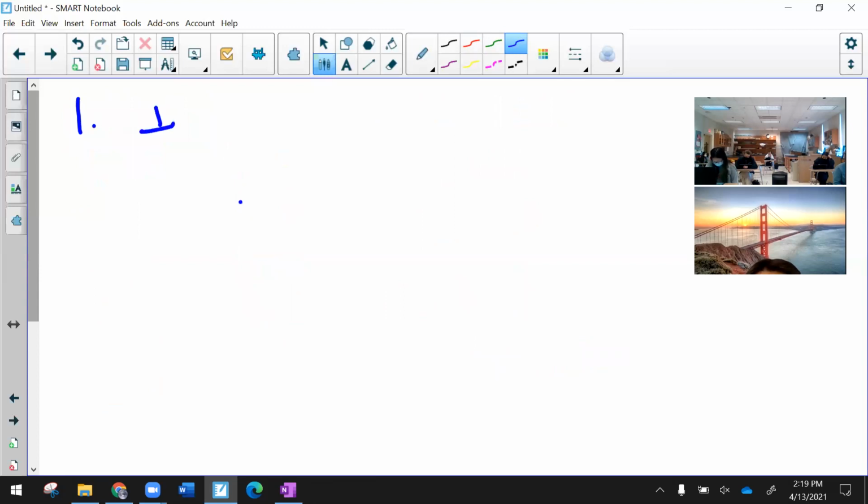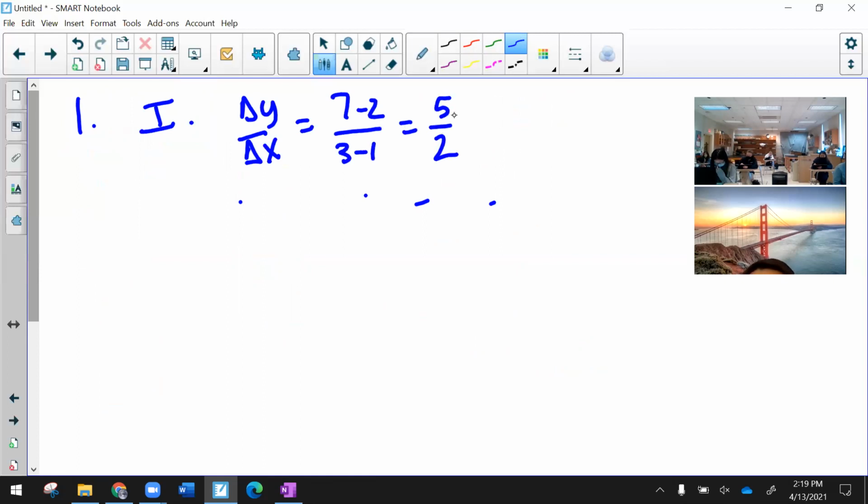So, I is the average rate of change is 5 halves. So the average rate of change is pretty much just delta y over delta x. Okay, so that's going to give me 7 minus 2 over 3 minus 1, which is in fact 5 halves. So number one is true.